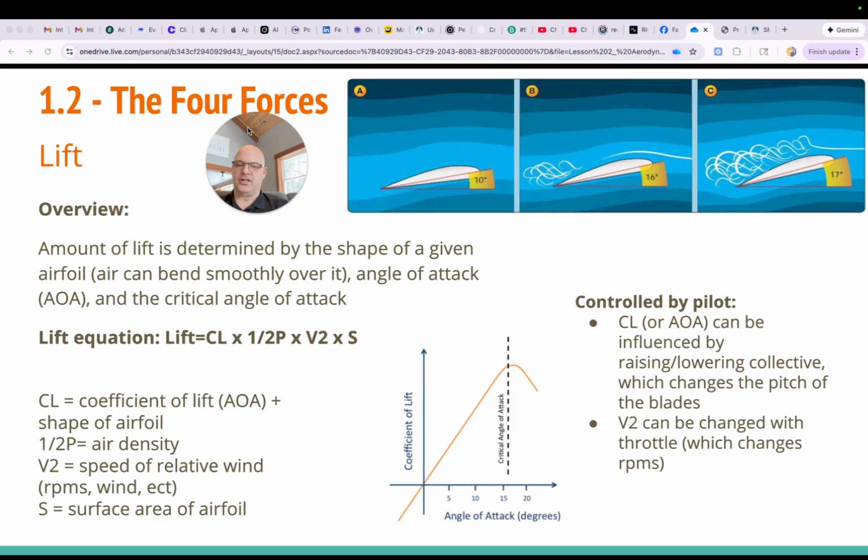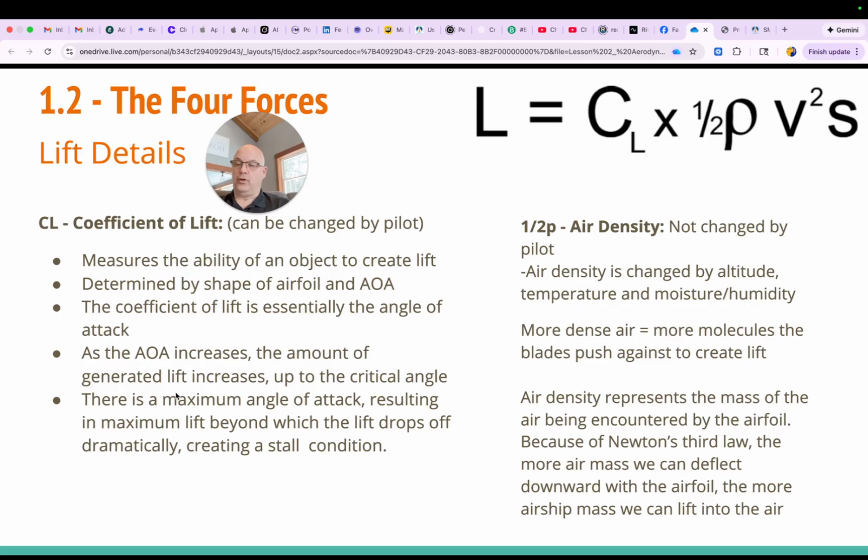Nobody's going to ask you for this in the air, of course, but it is the lift equation. So let's break that down a little bit more into the individual components. The coefficient of lift, which can be changed by you, measures the ability of the object to create lift. It determines the shape of the airfoil, which, of course, you cannot change because that is fixed, but the angle of attack you can change, right? The coefficient of lift is essentially the angle of attack itself.